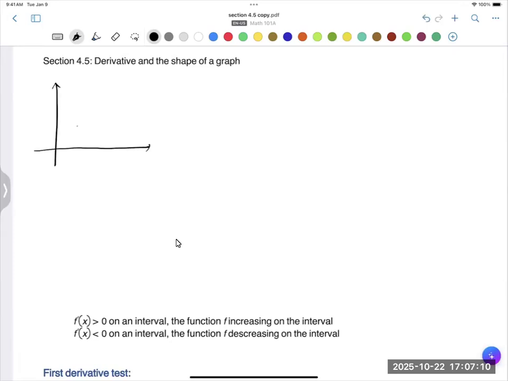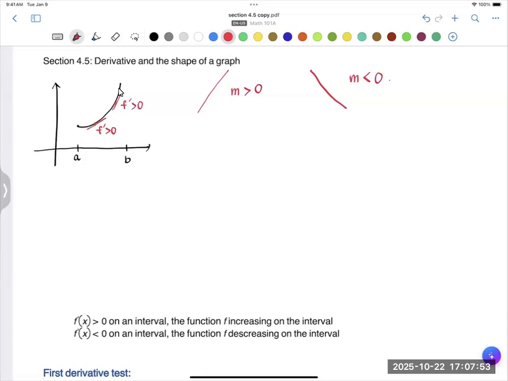If I have a graph like this, from A to B, going this way, it looks like the graph is increasing. So what about the slope? If I put a point right here and draw a line, the line is going up. When you're going up, the slope is positive. When you're going down, the slope is negative. Since at every single point between A and B the line is going up, my slope is positive.